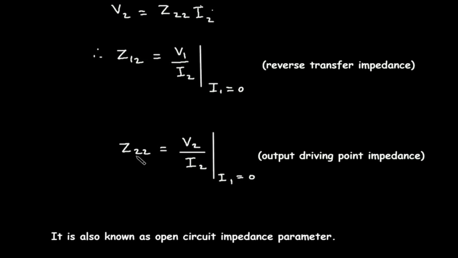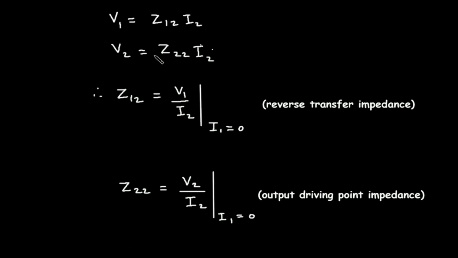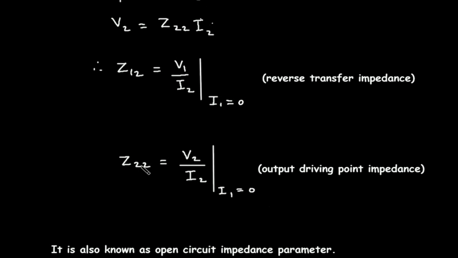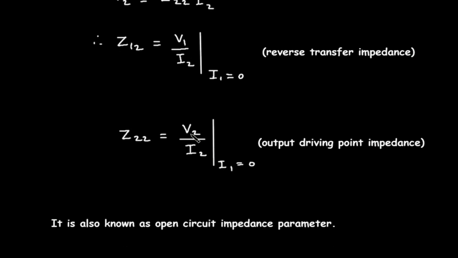Now from here we can find the value of Z22. So Z22 is equal to V2 by I2 when I1 is equal to 0. Since this is also a Z parameter and it is the ratio of V2 by I2, where V2 is the output voltage and I2 is the output current, it is called output driving point impedance.